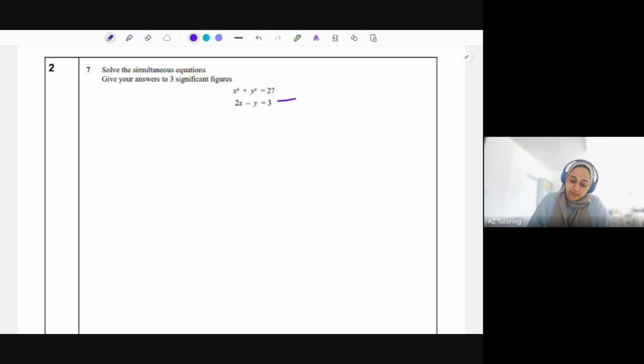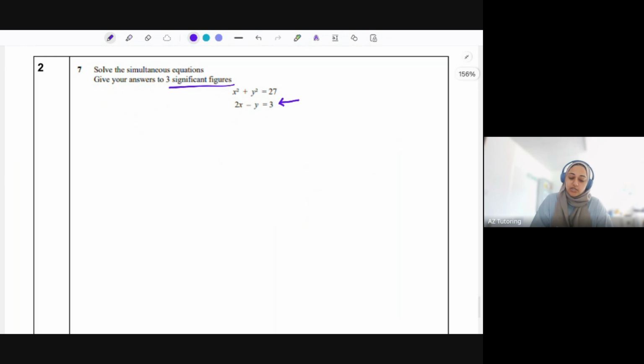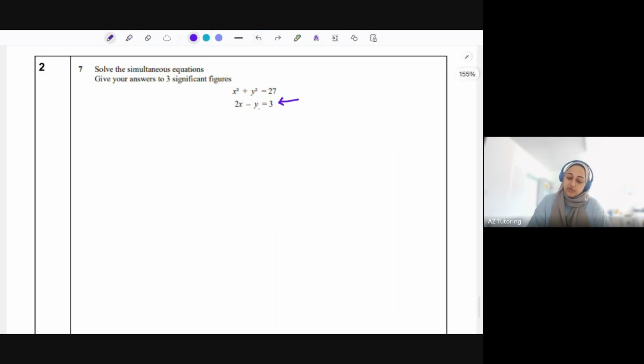So we've got one extra step. We need to either make y or x the subject, and then we're going to plug into the first one again. And it says give your answer to 3 significant figures. That's a big clue. We're going to be using the quadratic formula for this one. So let's rearrange this to make y the subject. Well, y is negative. I want to make it positive. I'll bring it to the other side. So I get 2x equals 3 plus y. And I want y by itself. So I'm going to get rid of that 3. So I get y equals 2x minus 3. So there's my rearranged equation.